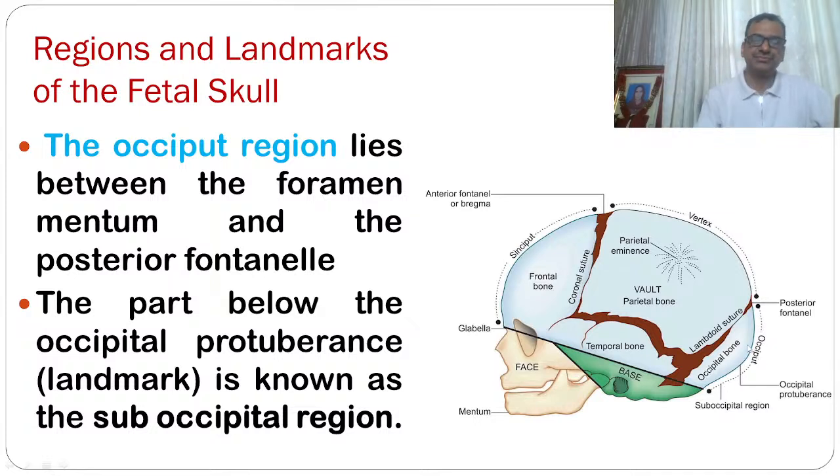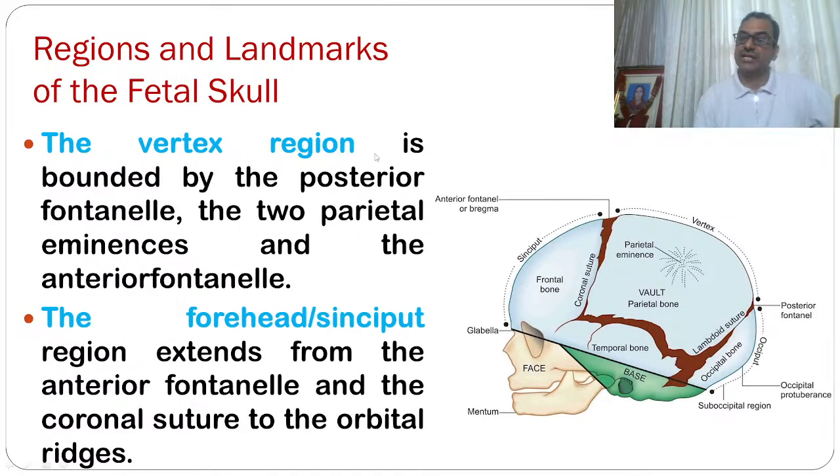Posteriorly, the part below the occipital protuberance, this is a landmark, and the part below it is known as suboccipital region. The vertex region starts from the posterior fontanelle and two parietal eminences and then the anterior fontanelle. So the place between anterior and posterior fontanelle and two parietal eminences is known as vertex region.